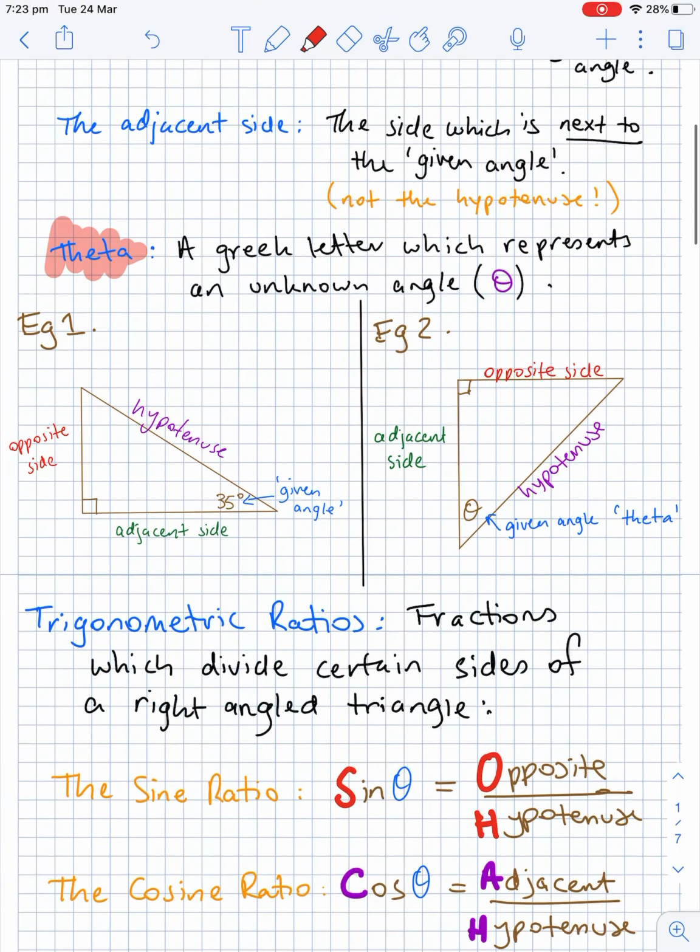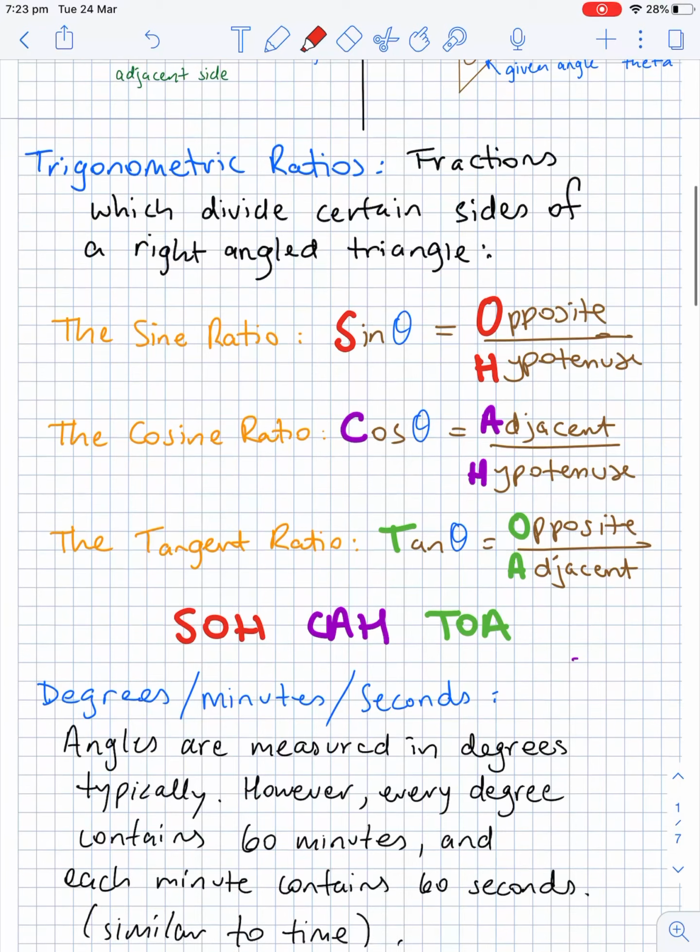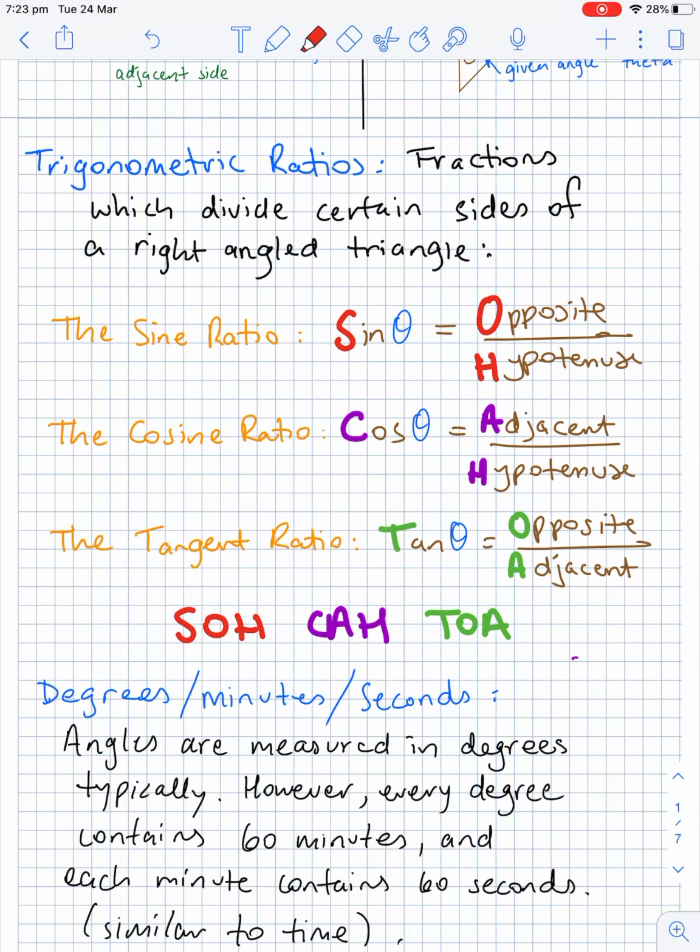Okay, so moving on. The next word I need you to know is the word trigonometric ratio. So fractions which divide certain sides of a right angle triangle. So the key word here is fractions.